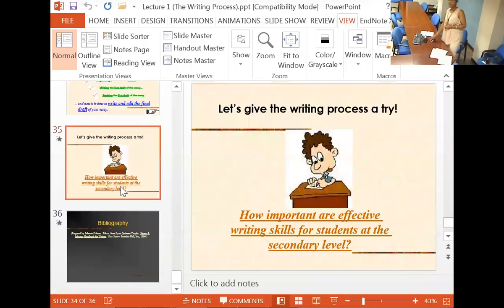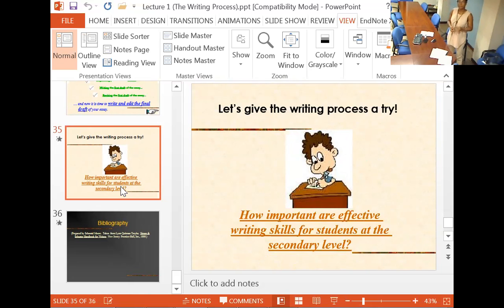So let's give the writing process a try. We're not necessarily going to do an essay. We really don't have time for this, and this is not a normal situation. But just generally now, for discussion purposes, how important are effective writing skills for students at the secondary level? And this is just a kind of wrap-up discussion for this slide.